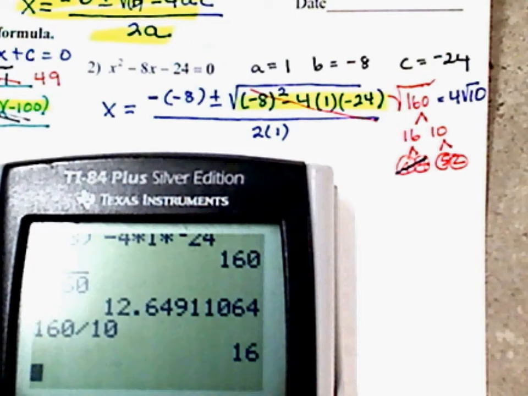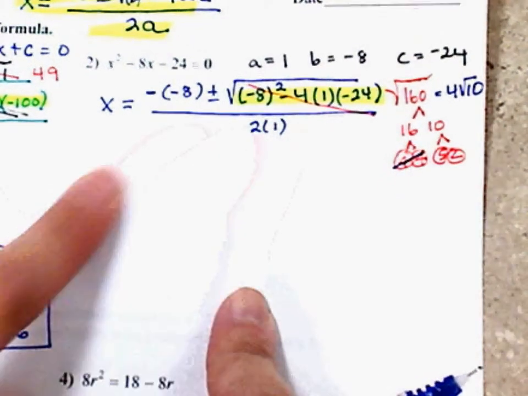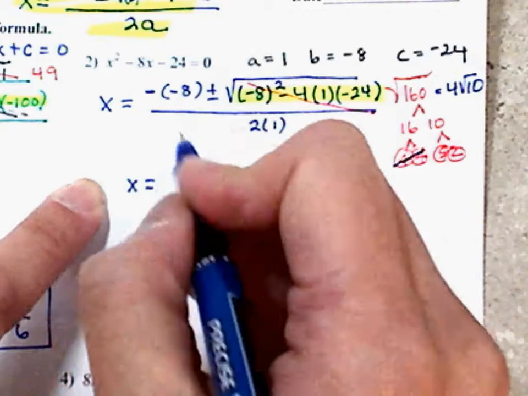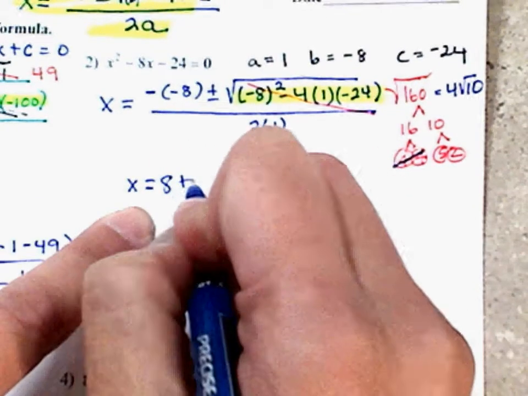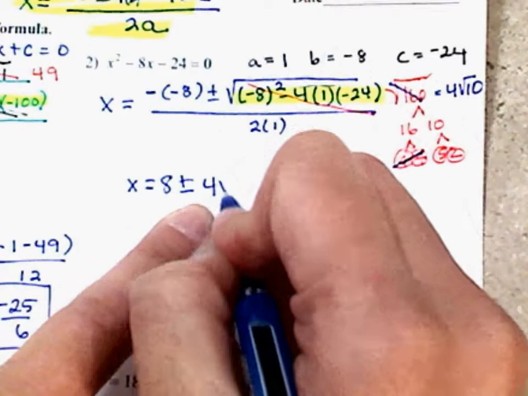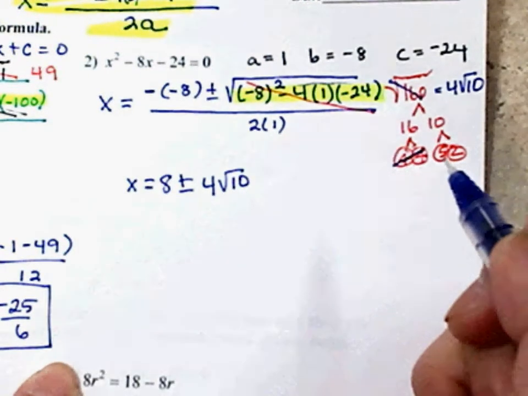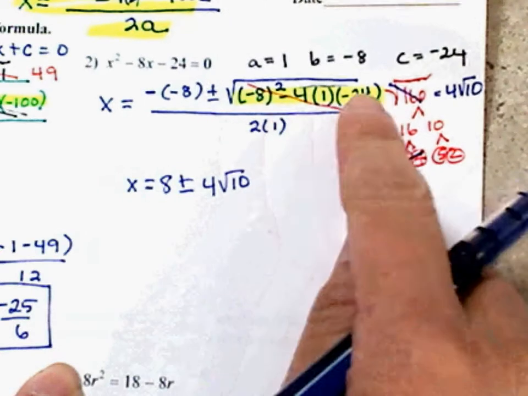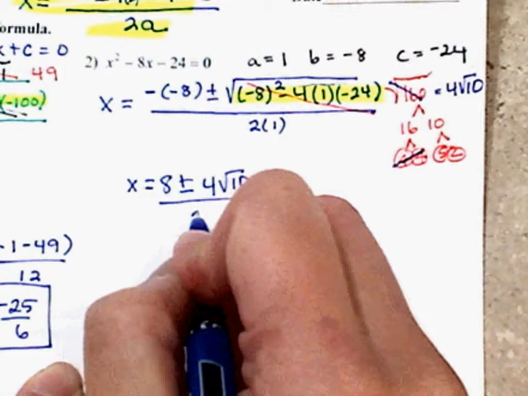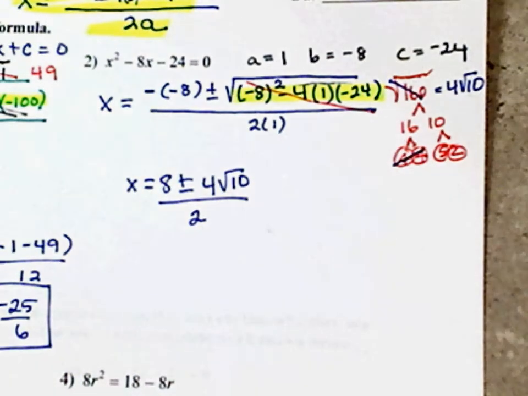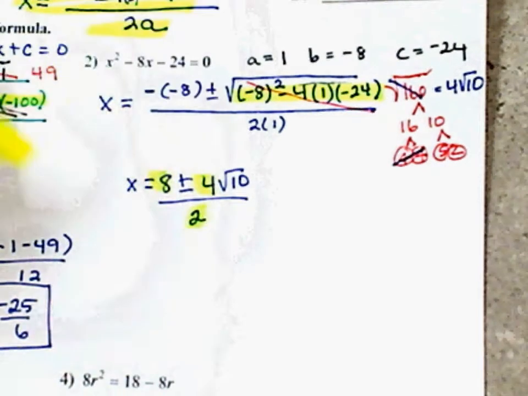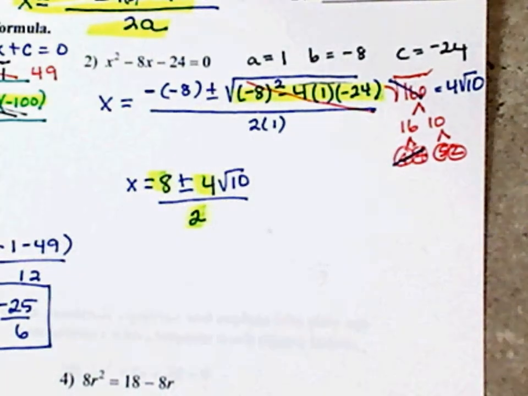Next part. Let's rewrite this. So x equals negative times negative is a positive, plus or minus, instead of writing all of this, now I write 4 square roots of 10. Did you guys see how I just replaced all of that? 4 square roots of 10, all of it divided by 2 times 1 is 2. Look at these 3. It has to be all 3 of those. Ignore the square root of 10. You're done with it. You don't look at it again.